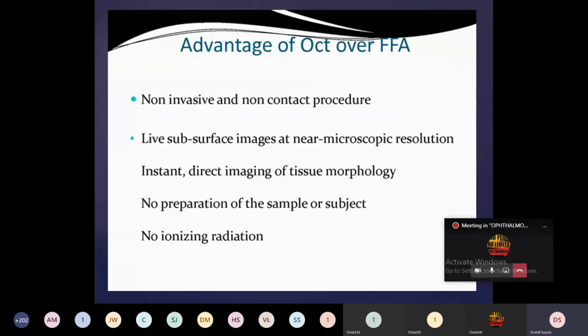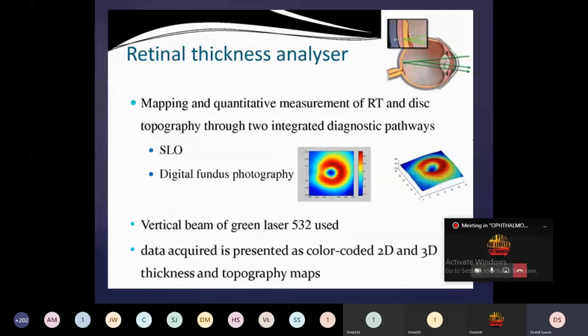But anyway, I would like to add one more thing. FFA has more systemic risks than OCT. So OCT is more preferred in aged patients. Then you have one more equipment, the scanning laser ophthalmoscope, which is also used for assessing diabetic retinopathy cases.